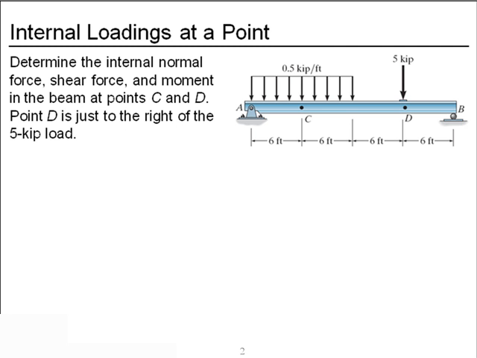We're going to determine the normal force, shear force, and moment at points C and D. And D is very close to a concentrated force applied to the beam. We can't calculate shear exactly where the point force is applied, so we have to specify whether we're just to the left or just to the right, and in this case we're just to the right of the 5 kip load. So let's take a look at our approach.